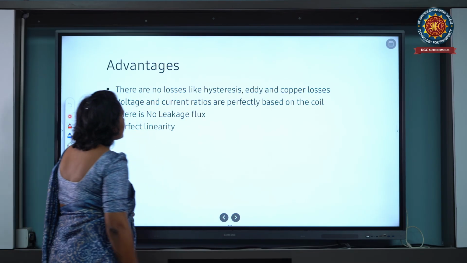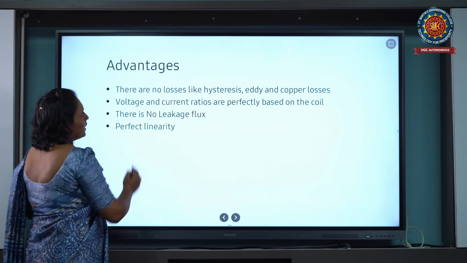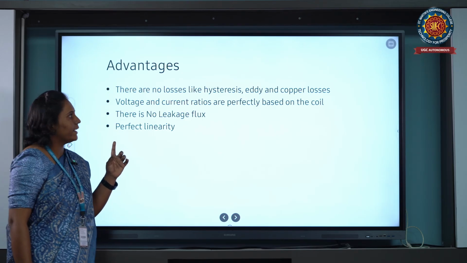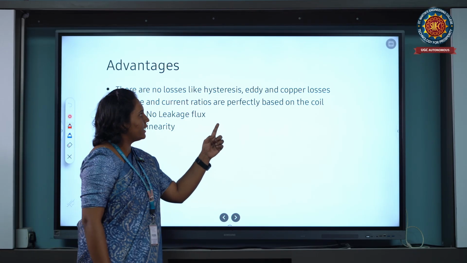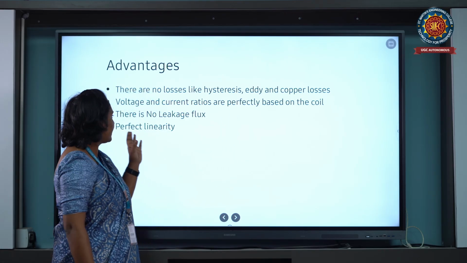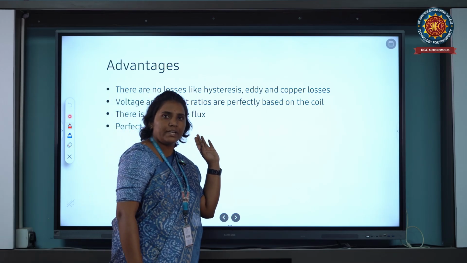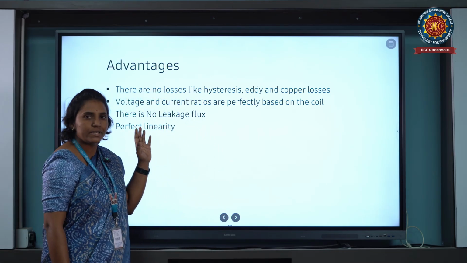Next we'll discuss the advantages of the ideal transformer. There are no losses like hysteresis, eddy current losses and copper losses. Voltage and current ratios are perfectly based on the coil. There is no leakage flux in the ideal transformer, and there is perfect linearity. The ideal transformer has 100% efficiency.